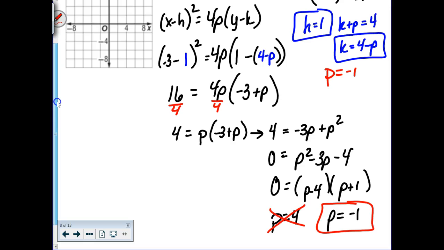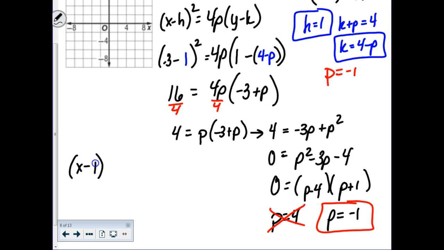So now I've got to put all these thoughts together, guys. I have h, I kind of have k, I definitely have the p. Now let's go back to our formula. Oh boy. x minus h, so x minus 1 squared equals 4 times p, which would be 4 times -1, so -4.